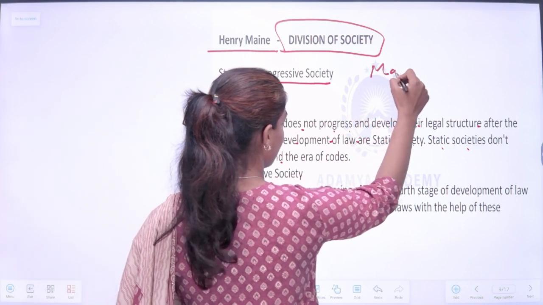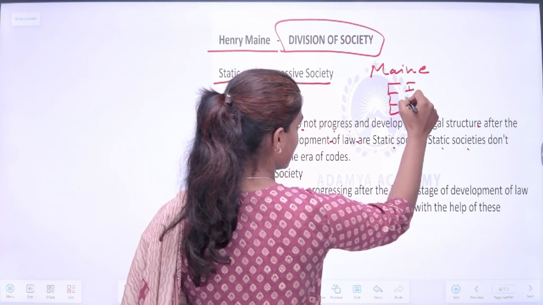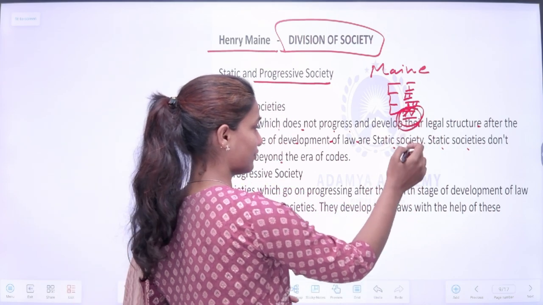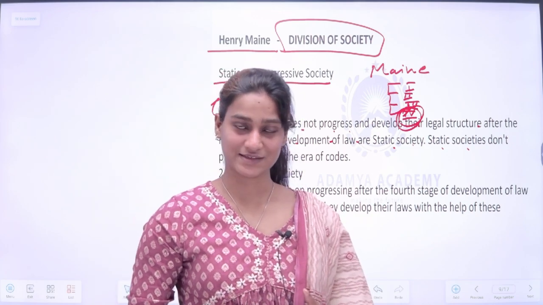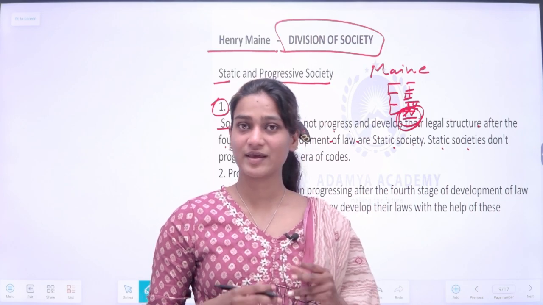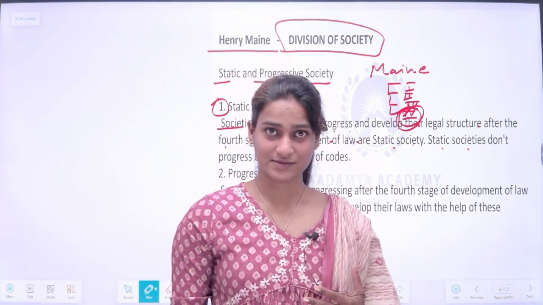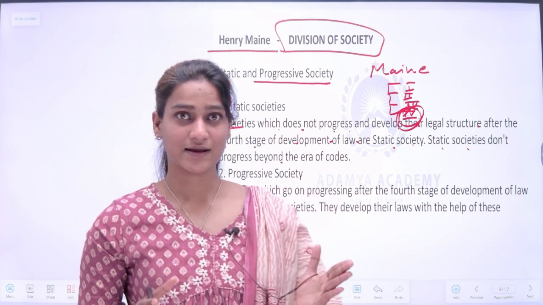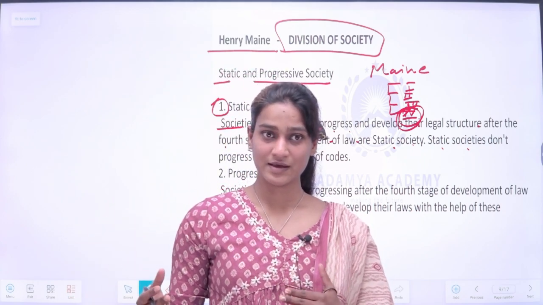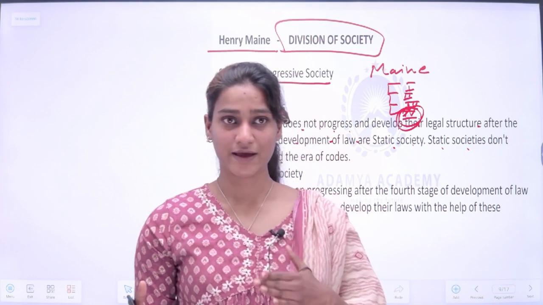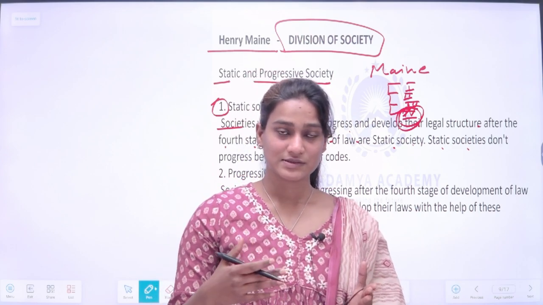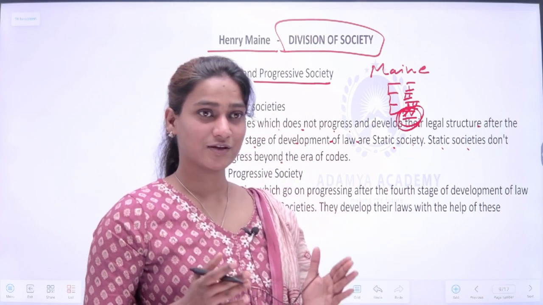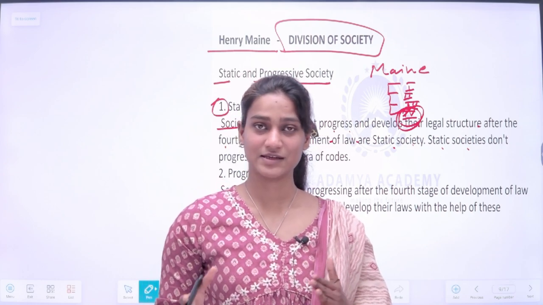So we have studied the four stages of development: first, second, third, and fourth. The society which does not progress after the fourth stage of development is a static society. What does it mean? In the fourth stage, the law becomes codified. And if the society considers that once the law has become codified, they don't have the right to point out loopholes, to have that law amended, or to say anything against that law, then it means the society is a static society. So where the law has come to an end at the fourth stage is a static society.